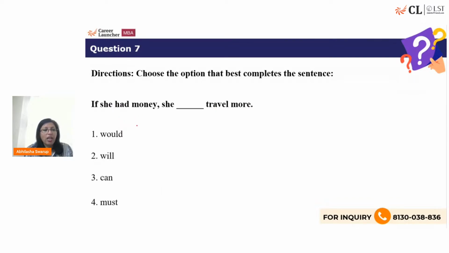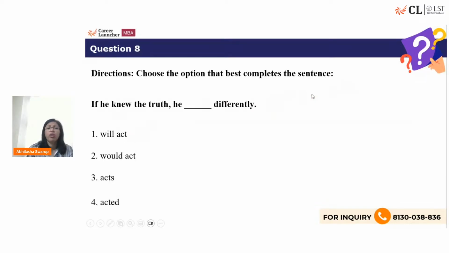All right, if she had money, she would travel more. Again, this is the simple past. Therefore, here would plus base verb. So, again, this is the second conditional. If you're able to spot which conditional, then it becomes easy. If we knew the truth, now this is the simple past, therefore this has to be my second conditional. So here I need would. So, would act differently.